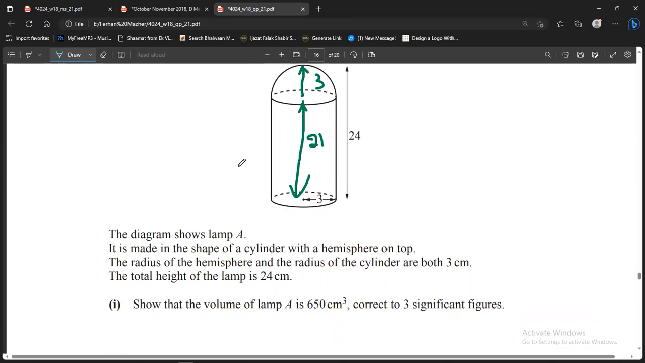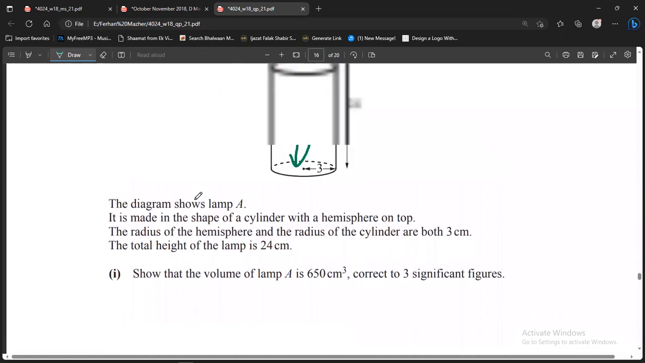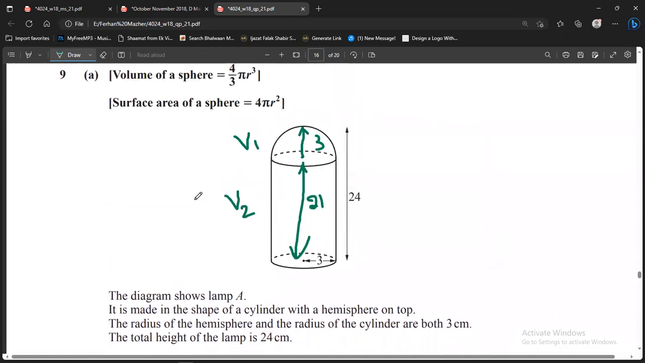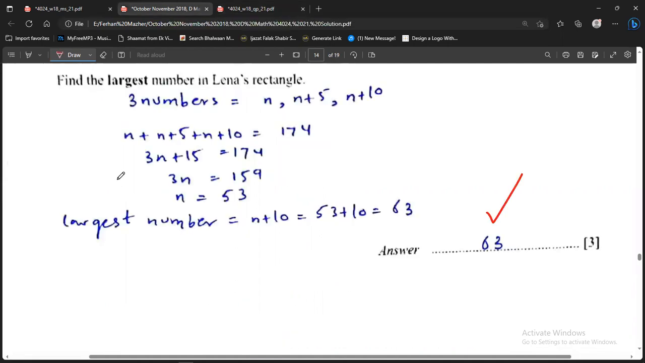Show that the volume of the lamp A is 650 centimeter cube, correct to 3 significant figures. So we will find the volume of the hemisphere, and we will find the volume of the cylinder, and we will add them up, and we'll see whether the result is 650 or not. It's a 4 marks question. The volume of the hemisphere will be 1 by 2 into 4 by 3 pi r cube, plus the volume of the cylinder is pi r square h.